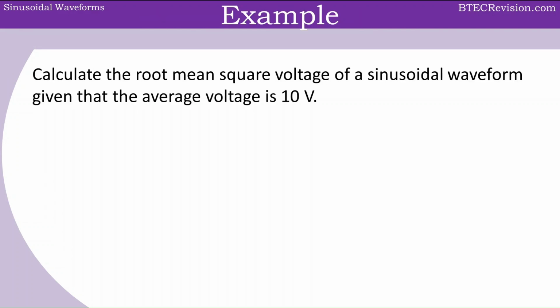Now let's look at an example. Calculate the root mean square voltage of a sinusoidal waveform given that the average voltage is 10 volts. We can start by writing down our equation. Form factor is equal to V RMS divided by V average. And we know this is equal to pi over 2 root 2, which is equal to 1.11 to 3 significant figures.